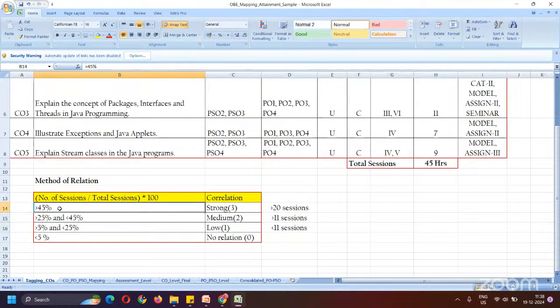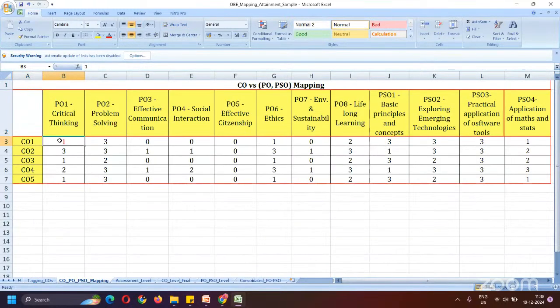So greater than 45 sessions. If your course is 45 hours and more than 20 sessions of your class are contributing to critical thinking, then I can map it at level 3. If I have 25% to 45%, that means greater than 11 sessions are contributing to critical thinking, and I can map it at level 2. This is how I'll be creating the mapping of the COs with the POs.